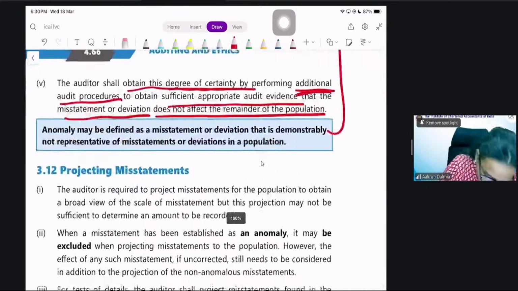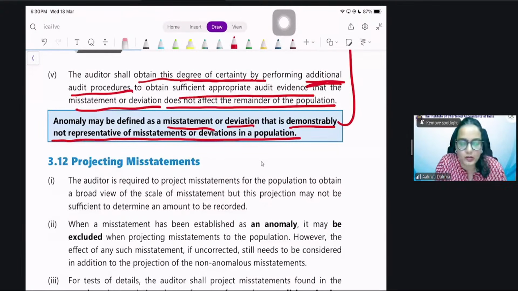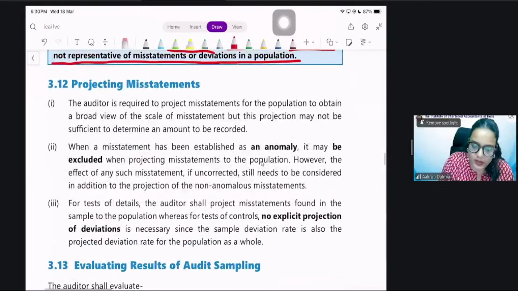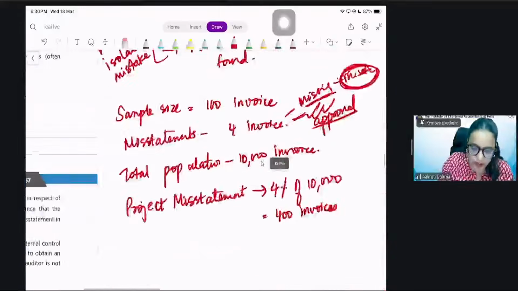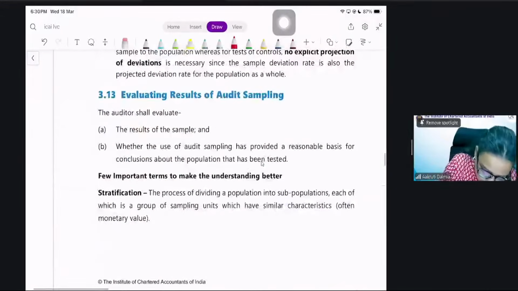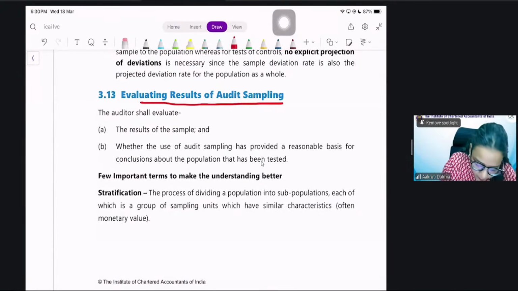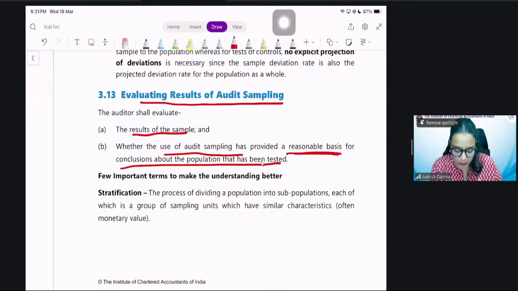Okay. So anomaly means any mistake or deviation that is demonstrably not representative of misstatements or deviations in the whole population. Finished. I have also taught you projecting misstatements. This was the whole projecting misstatements part. Now evaluating. When you get results from audit sampling, evaluate the results and see if your sampling has provided a reasonable basis to draw conclusions about the population being tested.